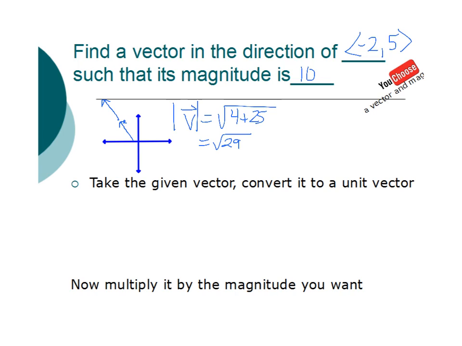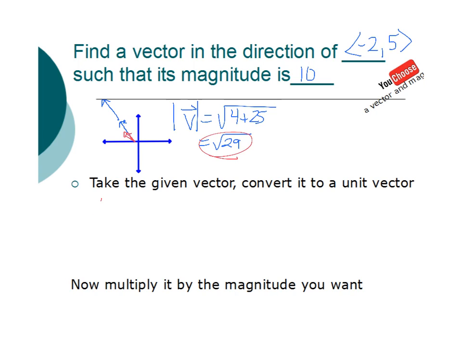When you have a problem where you need a vector to be a specific length like this, what we're going to do is take that vector and turn it into a unit vector first of all. I'm going to cut that vector back and only make it 1 unit long. I'm going to make it shorter. Let's start with that. I've already found its magnitude.